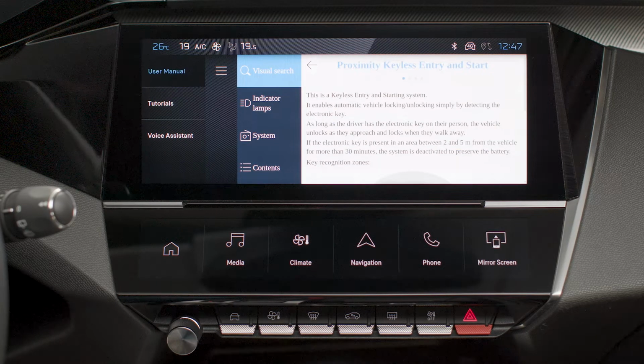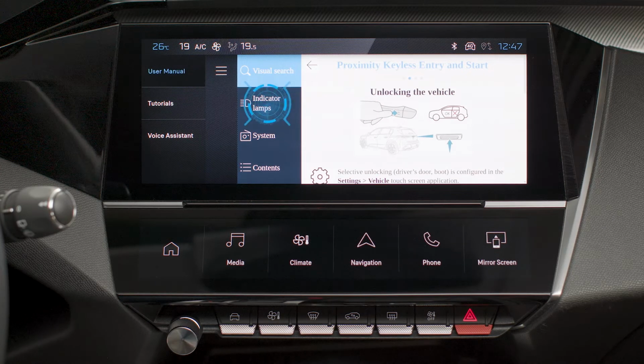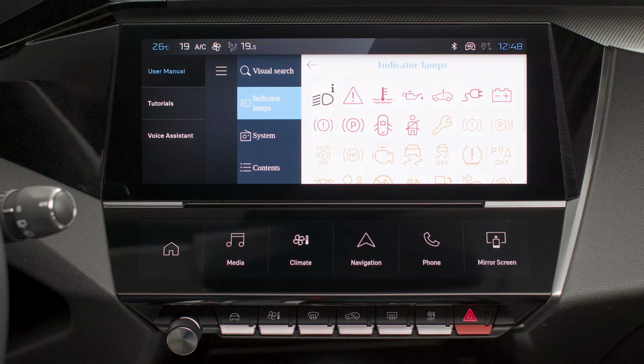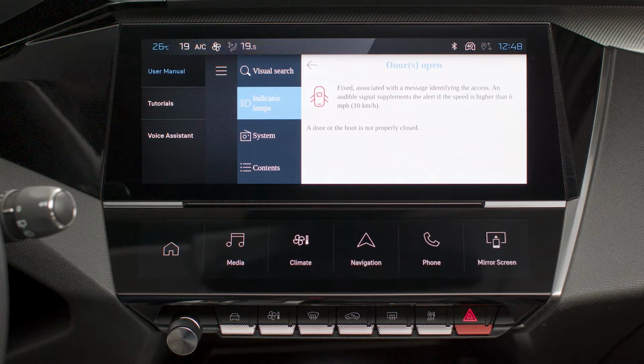With Research by Indicator, press on Indicator. A patchwork of indicators is displayed. The indicators are organized by color. Press on the required indicator and the corresponding content will be displayed.